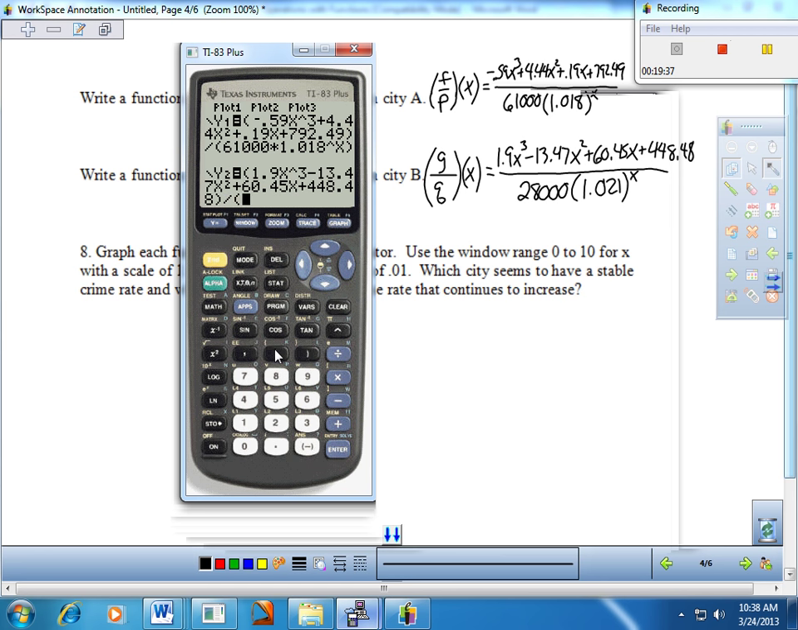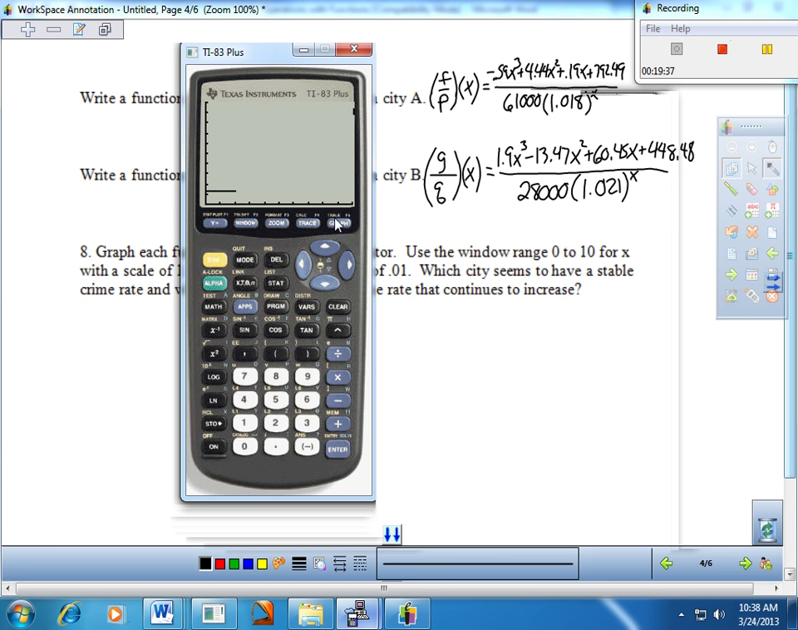Now divided by, here we go, 28,000 times 1.0. Oh, I missed that times too. Let's see, times 1.021 raised to the x. Whew. Goodness. All right, now if I remember correctly, we go to window. And we're going to go from 0 to 10 on the x's, go by ones. Absolutely great. Then on the y's, we're going to go 0 to 0.1, and we're going to go by 0.01 there. All right, let's get it in.